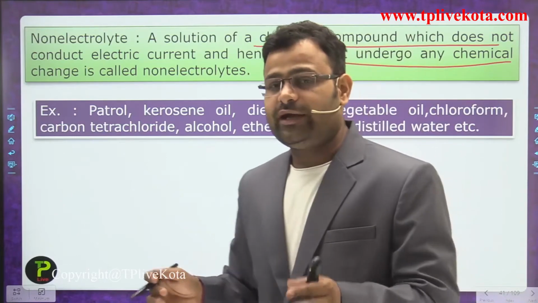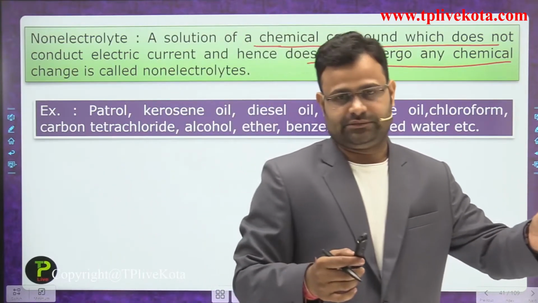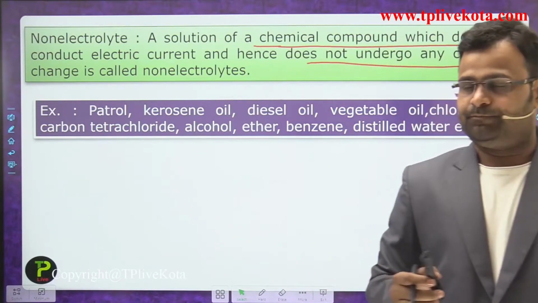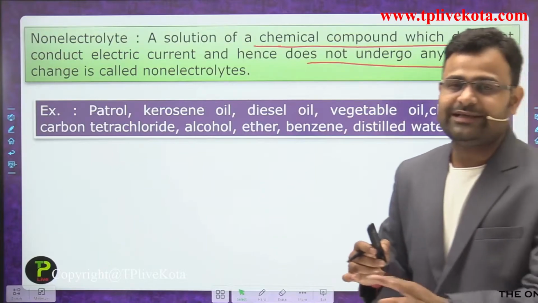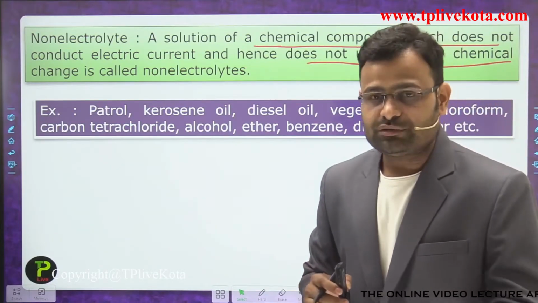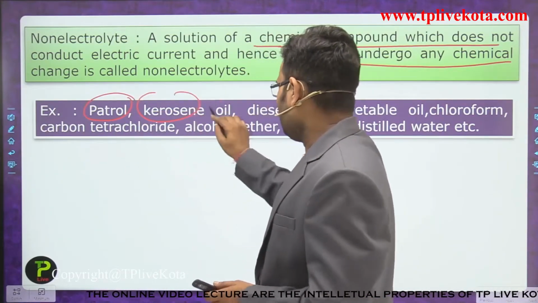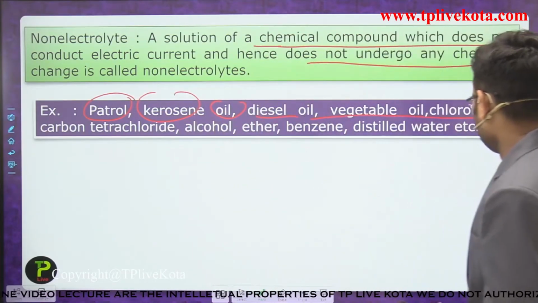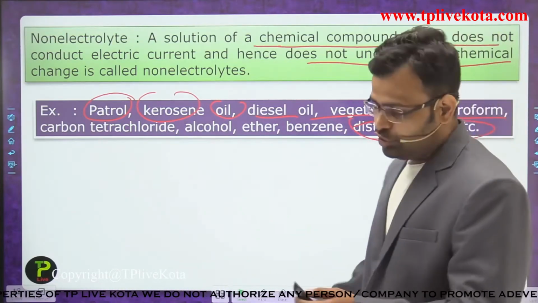What is an electrolyte? Electrolyte means the current is passing through that medium. But in a non-electrolyte, current is not passing. The simple meaning is that the current is not passing through them. Petrol, kerosene oil, diesel oil, vegetable oil and distilled water are examples of non-electrolytes.